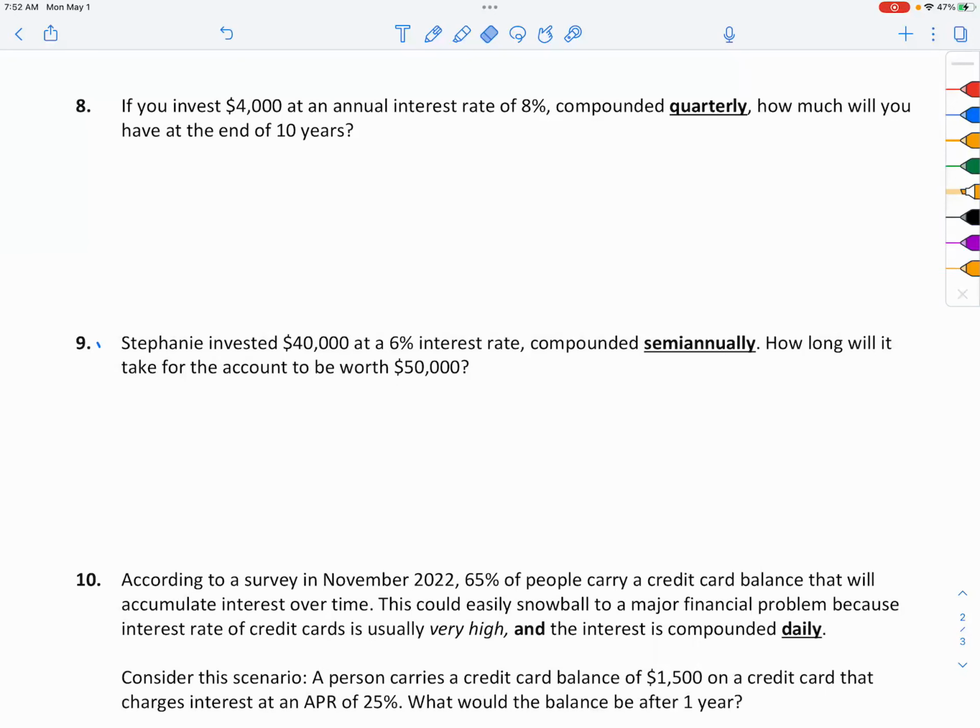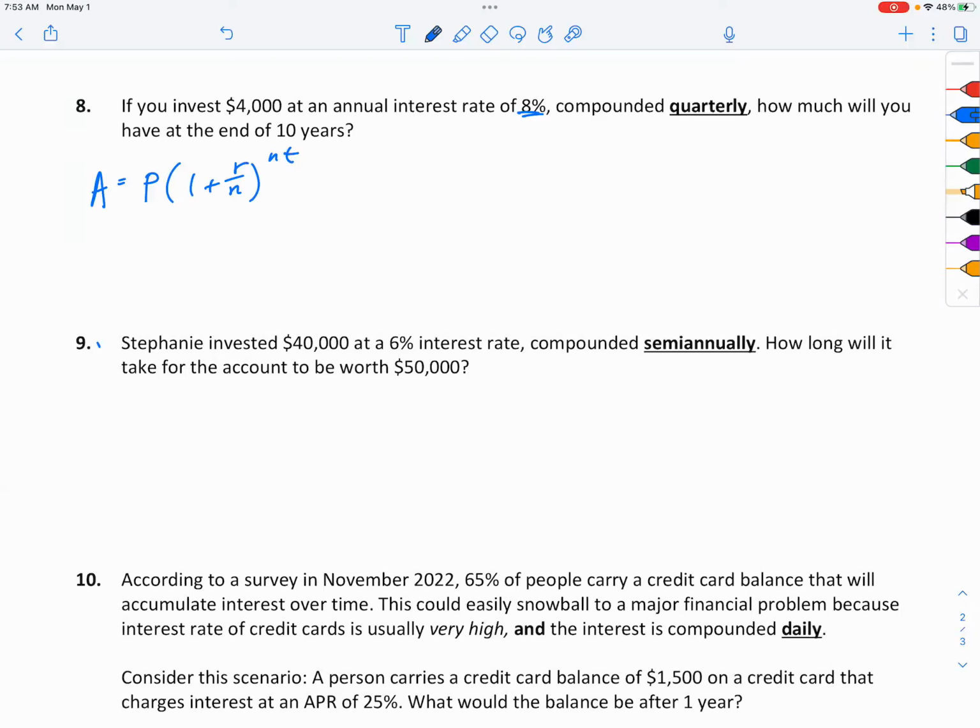All right, for number 8, we're talking about compound interest. So the equation that we are going to use is this one, because we are going to collect interest more than once a year. In this case, for number 8, it is 4 times a year. If the percent is 8 for one whole year, that means each time you're collecting 2%.